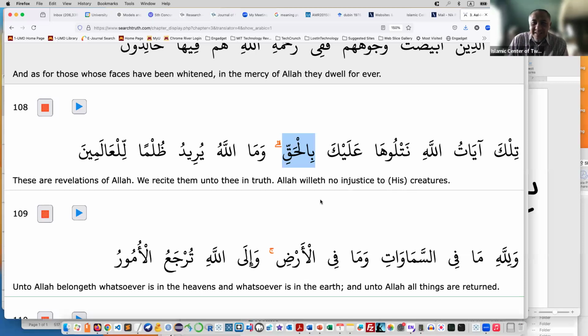Bil haqqi. But don't forget the shaddah here, right? You got the shaddah here. So it's bil haqqi. So make the qaf stronger. It's double. Okay. Bil haqqi. Very good. Okay.